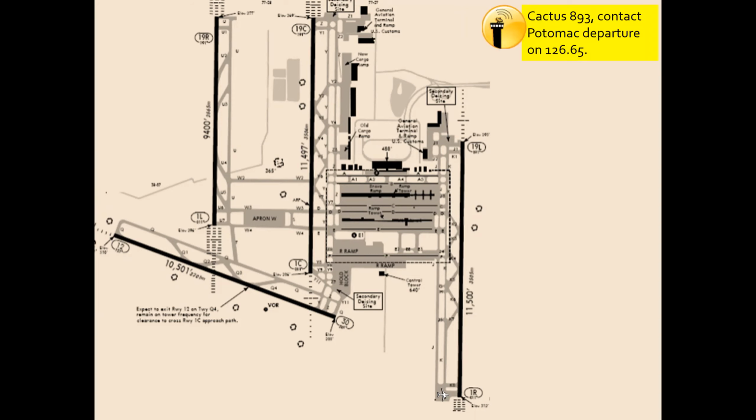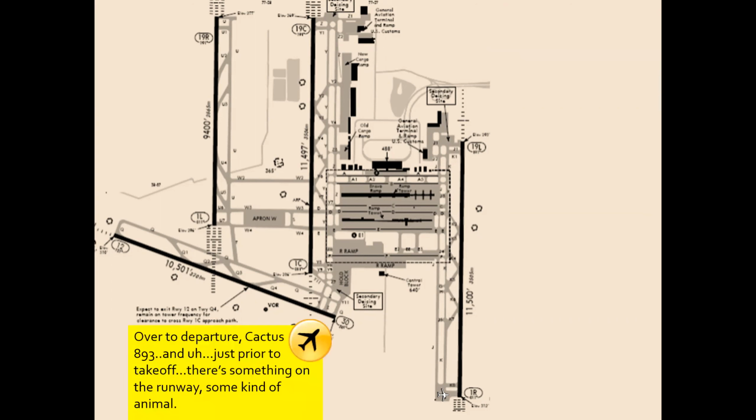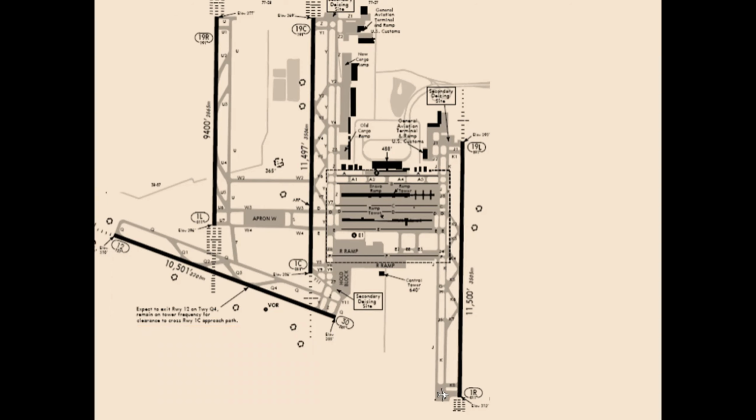How about Jose be the tower? Cactus 893, contact departure on 126.65. All right, and Miguel be the airline. Over to departure, Cactus A93, and just prior to takeoff, there's something on the runway, some kind of animal. Nice. Cactus A93, Roger.